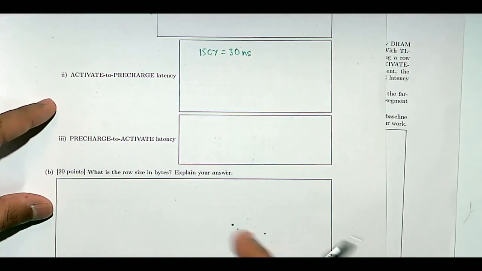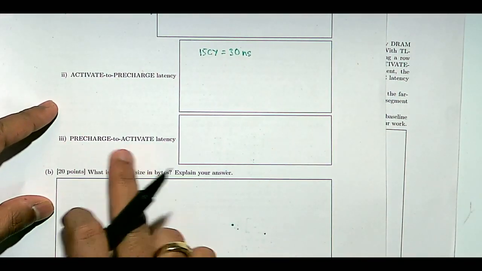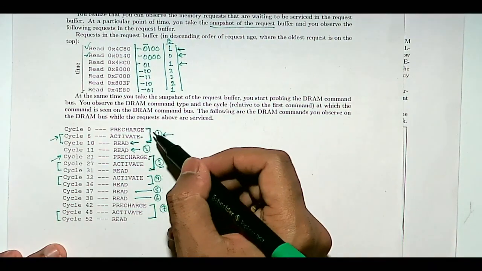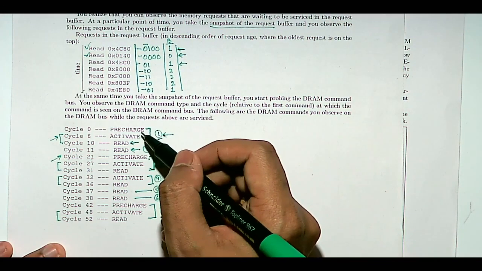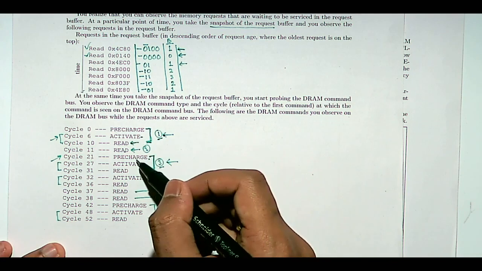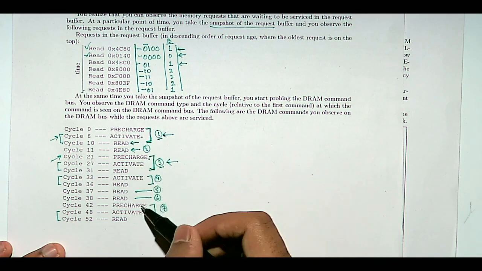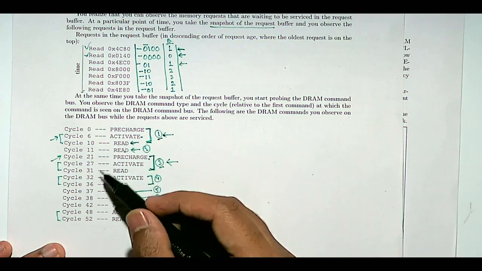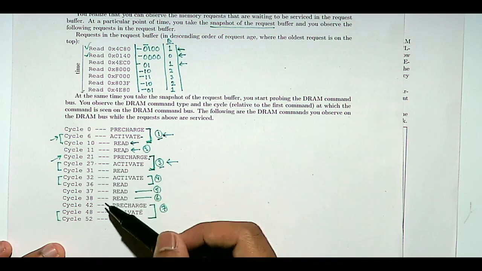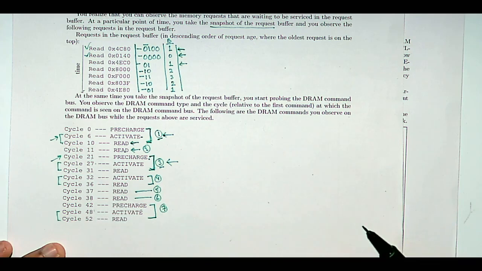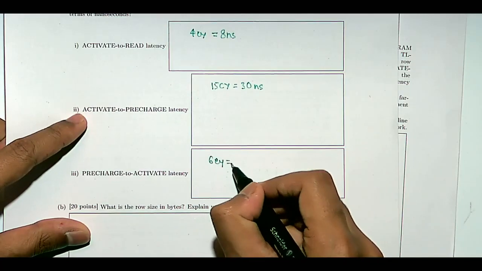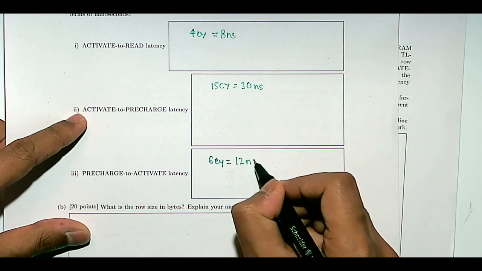So the second one is precharge, and the third one is precharge to activate latency. Precharge to activate is straightforward. In all three cases, all three pairs are followed by 6 cycles, right? So that means it has to be 6 cycles, which is equivalent to 12 nanoseconds.